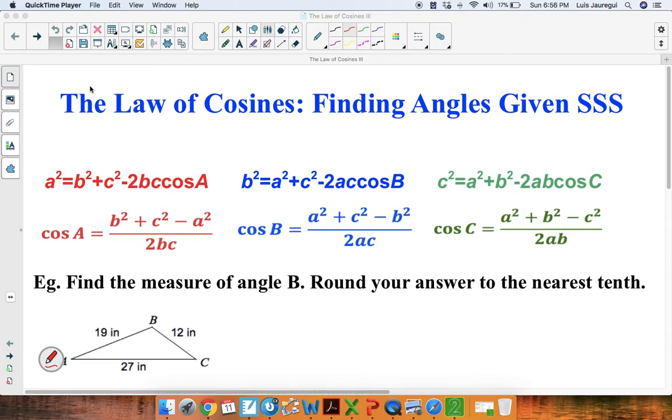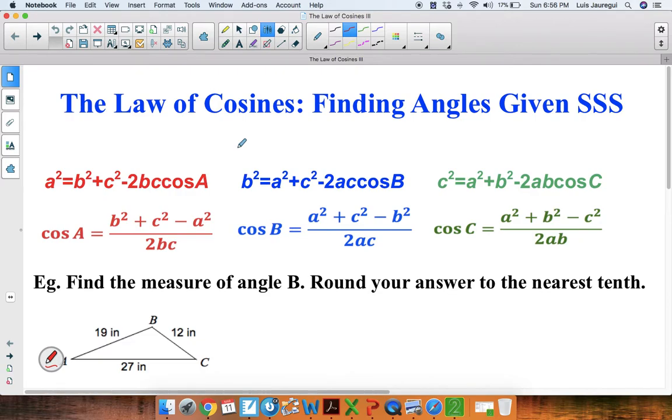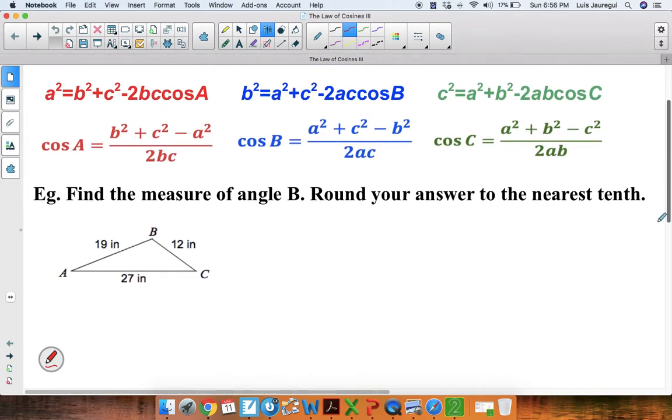Welcome! In this video, we'll be utilizing the law of cosines to find the measure of a missing angle when we're given the three sides in a triangle. Let's take a look at our example. Example: find the measure of angle B. Round your answer to the nearest tenth.